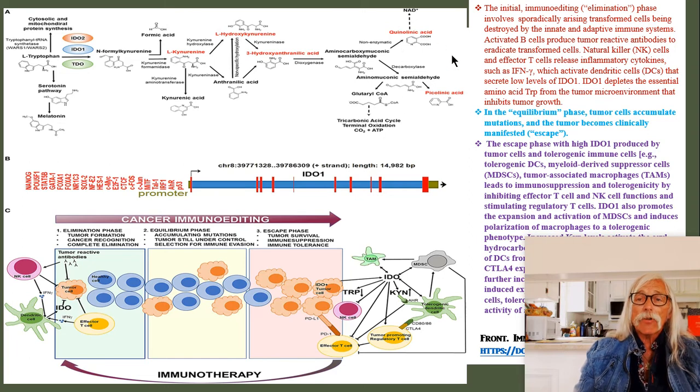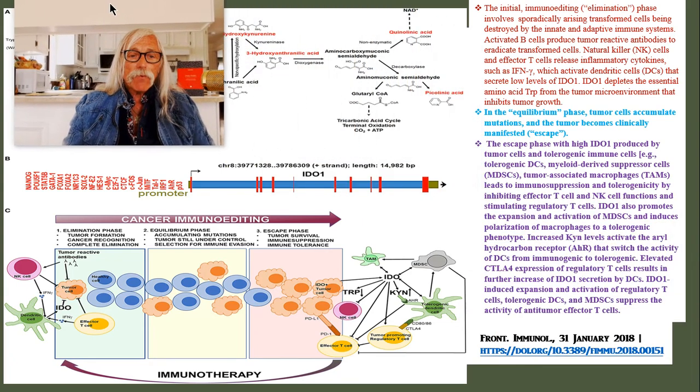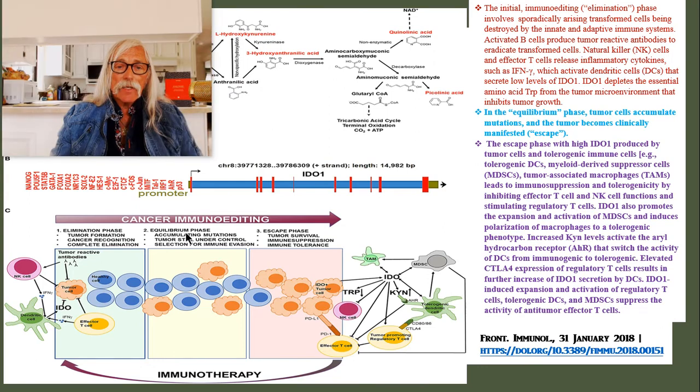But when you build up these intermediates, this is the problem for the progression of what we call cancer immunoediting. So what you have here are three processes: the elimination phase, the equilibrium phase, and ultimately the escape phase. Cool, right? So the initial immunoediting or elimination phase, shown here, involves sporadically arising transformed cells being destroyed by the innate and adaptive immune systems. That's all really good, okay?